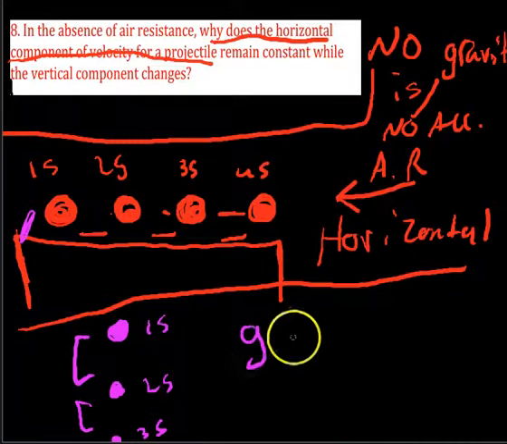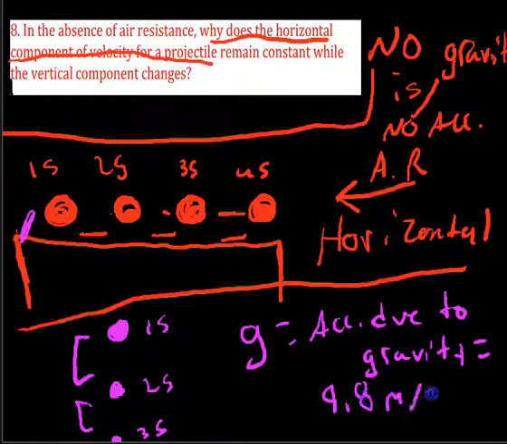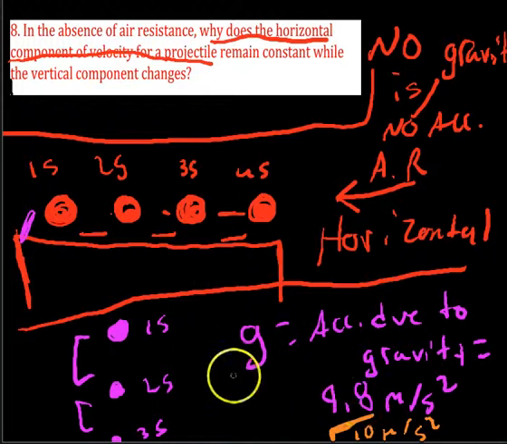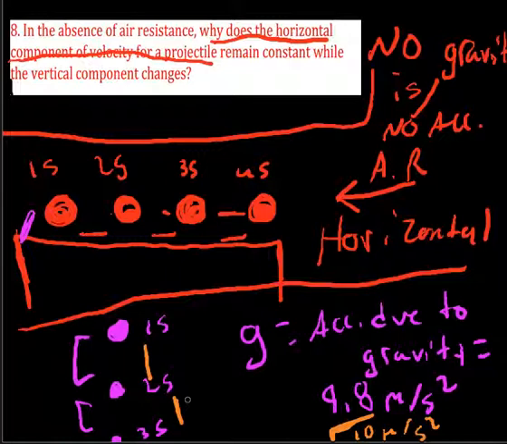Because we know that g, which is acceleration due to gravity, equals 9.8 meters per second squared, or 10 if we're kind of amongst friends here, 10 meters per second squared. You'll probably see 10 meters per second squared more in your class, but it's actually 9.8. So with every passing second, it's accelerating at 10 meters per second squared. So the velocity is going to increase, so the distance between each second is going to increase. That's just how it works. So that's the answer to your question there.